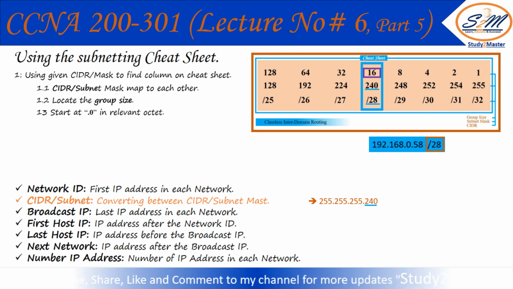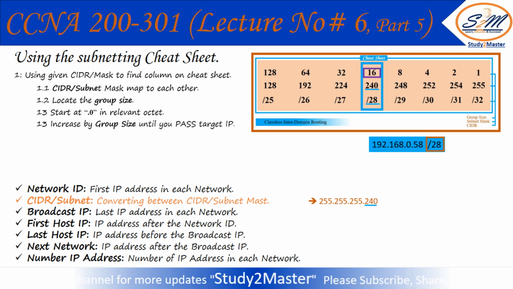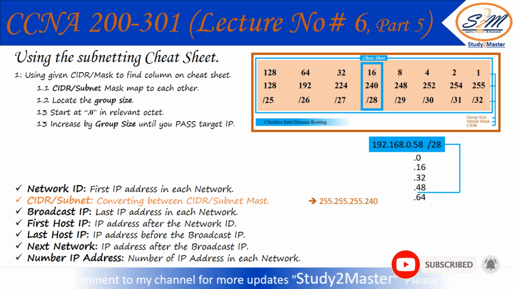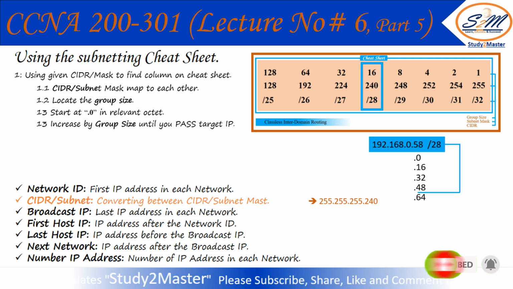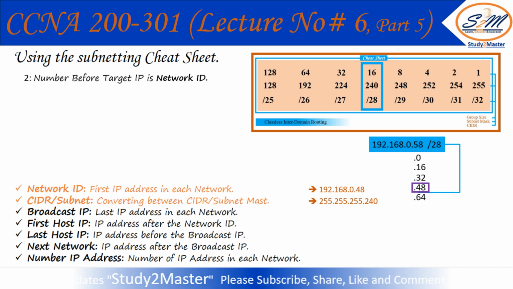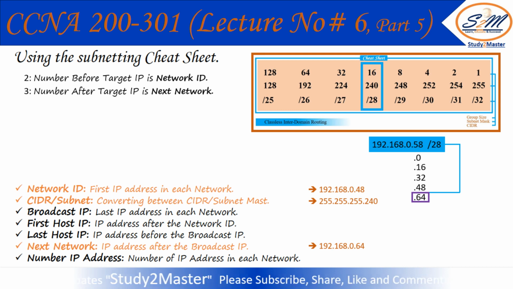Just start with 0 in the relevant octet until you pass the target IP: 0, 16, double it, 32, 48, and 64. Now here we find that the target IP is located between 48 and 64. The number before the target IP is the network ID, 192.168.0.48. The number after the target IP is the next network, 192.168.0.64, which comes right after the broadcast IP address.